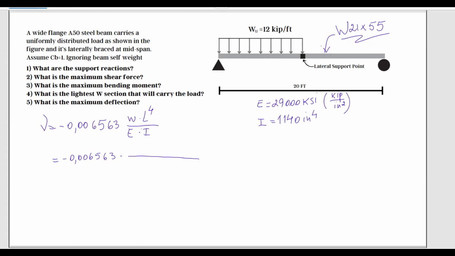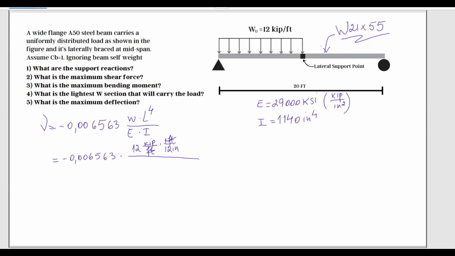I'm going to say 12 kip per linear foot. Okay. And I'm going to multiply right away. 1 foot equals 12 inches. And that's going to get rid of feet, and I'm going to have inches. Okay.